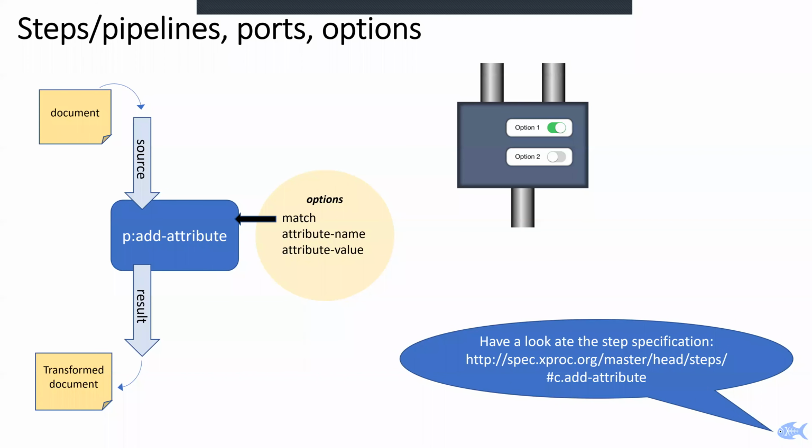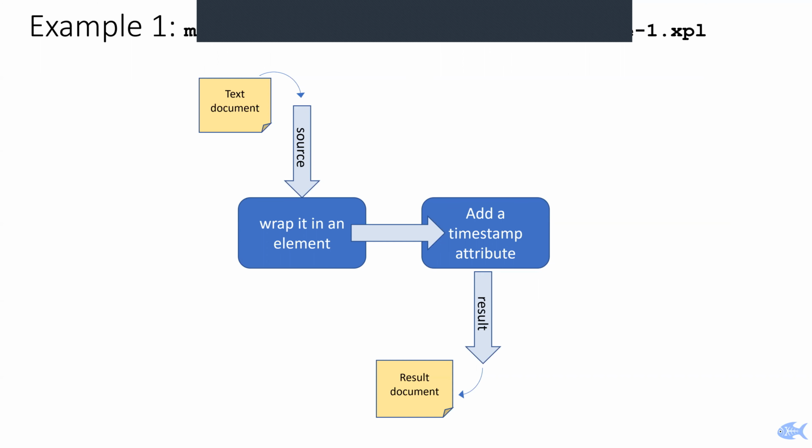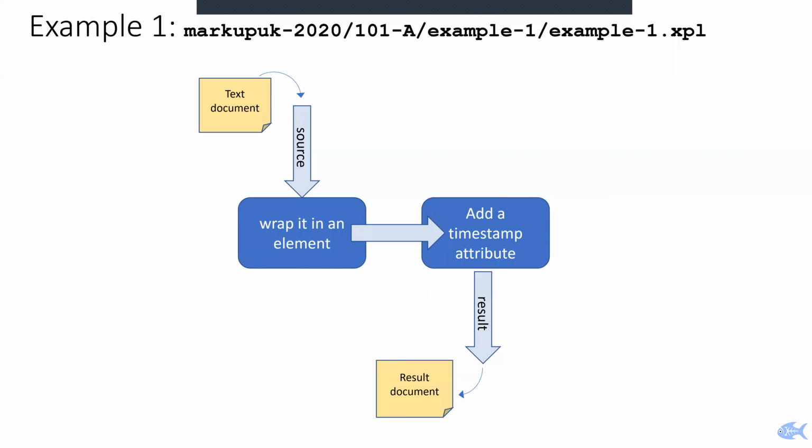So let's use this p-add attribute step in an example. And to make it a little more interesting, I did not start with an XML document, I start with a text document, also to show you that it is possible. So I take in a text document, I wrap it in an element to make it a very simple XML document. I add a timestamp attribute, and that is the result of our little pipeline. So let's have a look at it in real.